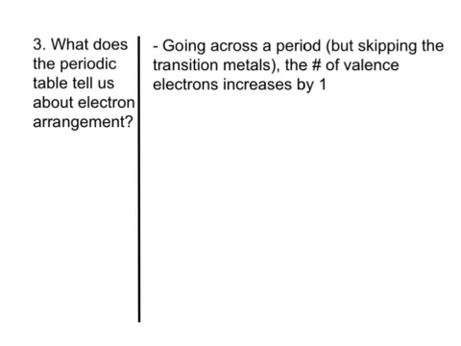Okay, another thing that the periodic table shows us is that as you go across a period, now again you have to skip those transition metals, but as you go across a period, the number of valence electrons increases by 1. So let's take a look.